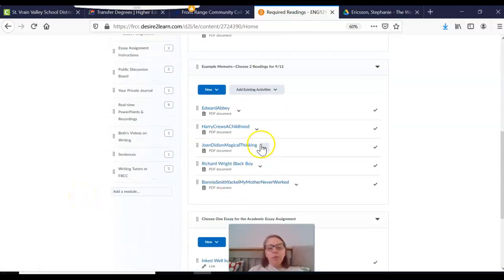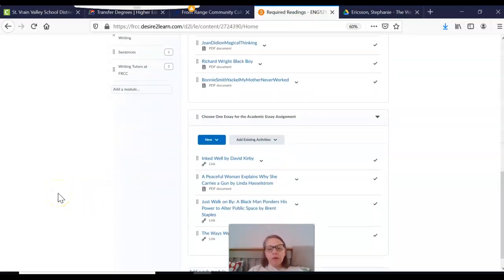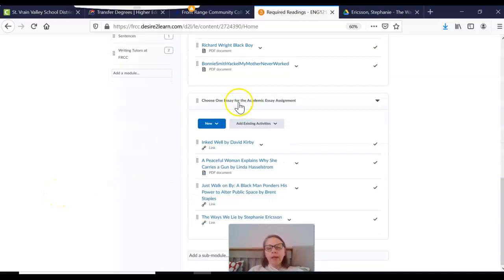All the example memoirs were in one section. And then I have a bad title here. I'll fix it. It should say choose one essay for the academic summary essay assignment. So I forgot the word summary. But notice there are four essays here. I want to preview them for you so you can pick the one that you want to work on.